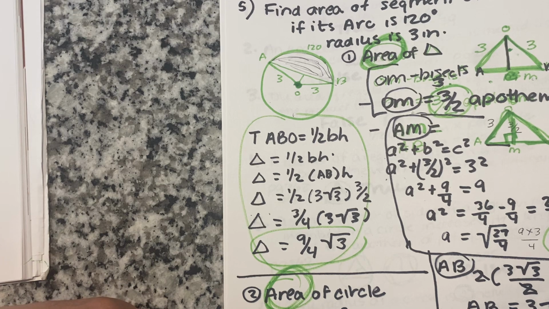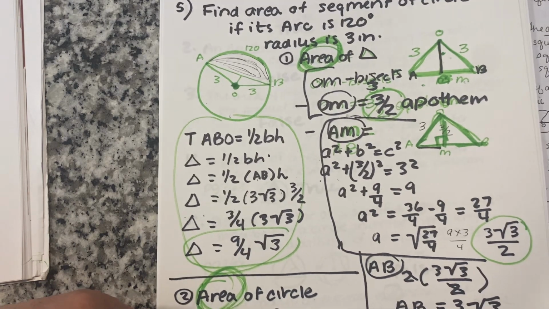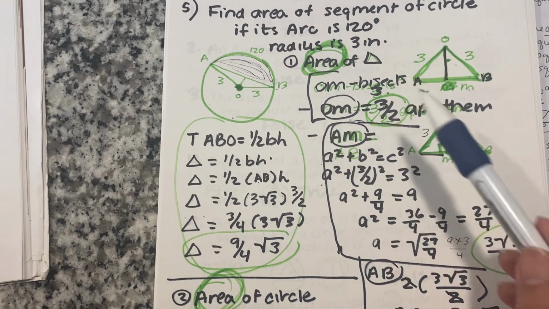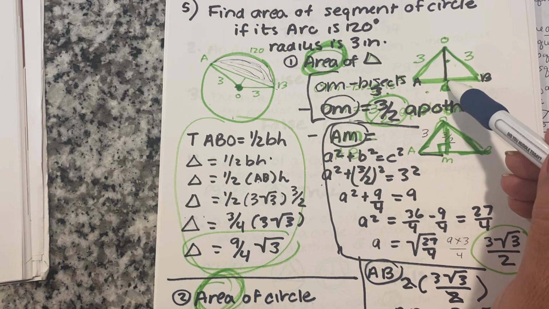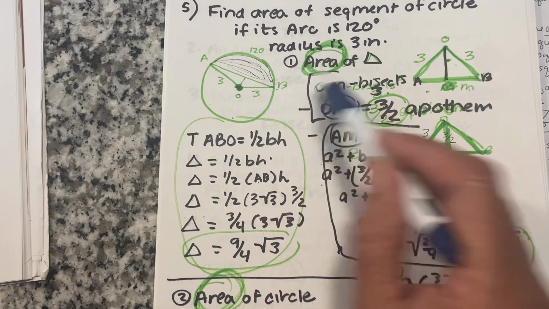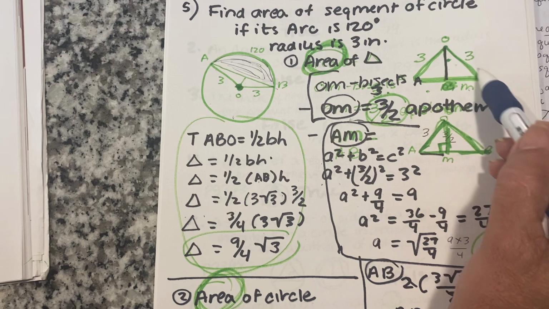Because in that way we can find the base and we can find the height to get this triangle, because we know how to do this, right? So we have, this is OM, this is the apothem. We don't know that one yet, but we actually do know it. Here we know that this radius is 3 and this is 3. So this is 3 and this is 3.